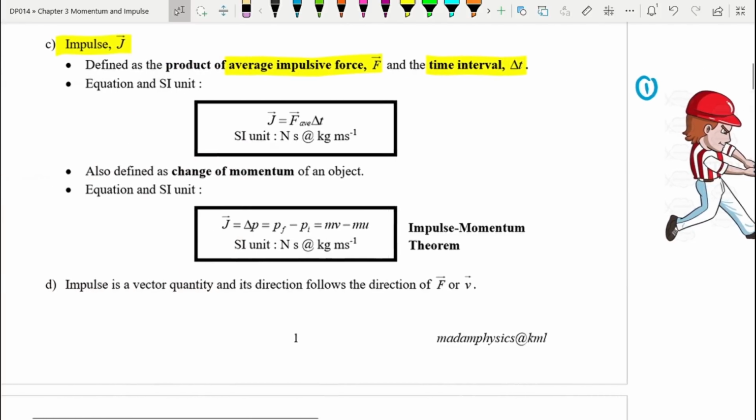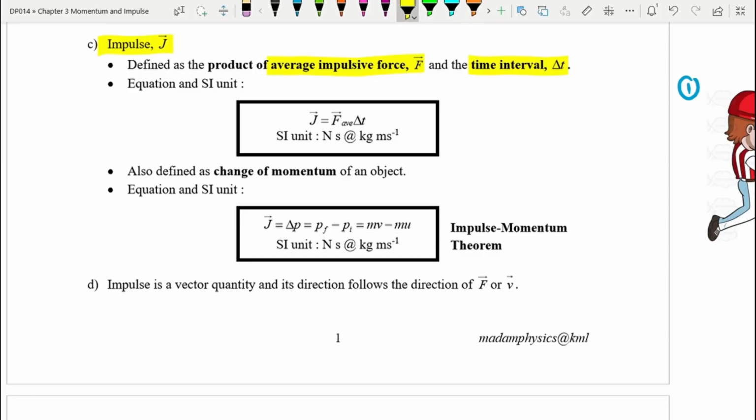Okay, so mathematically we can write the equation for impulse as J equals to F average times delta t. So from this formula, we can simply conclude that the unit of impulse is Newton second. Ataupun kita boleh keluarkan base unit for Newton second is kg m s^-1. Okay, so itu untuk first definition impulse. Second definition impulse adalah change of momentum of the object.